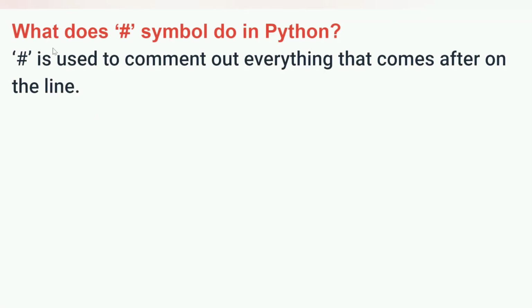Now let's move toward the next question. What does the hash symbol do in Python? The hash symbol is used in Python, but why is it used? Hash is used to comment out everything that comes after it on the line. If you provide a hash, then that particular line will be ignored by the compiler, which means we provide a comment to that particular line. Why are comments required? To provide some extra information about the program or to ignore a particular line.